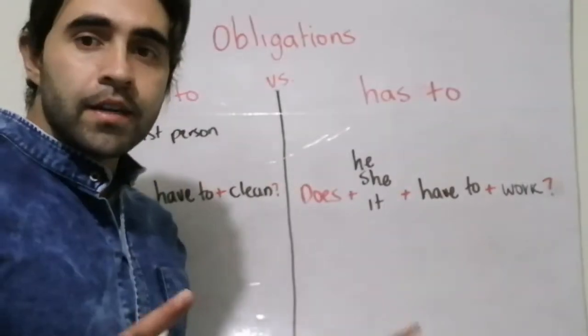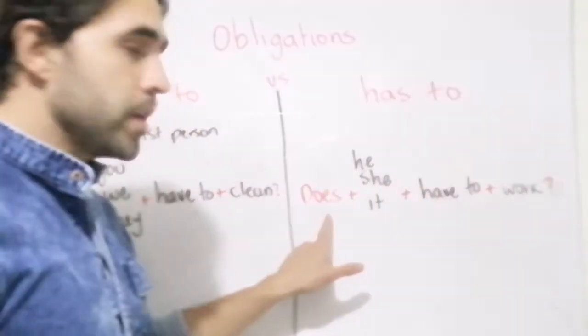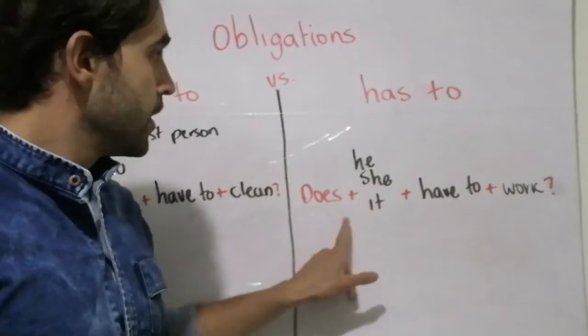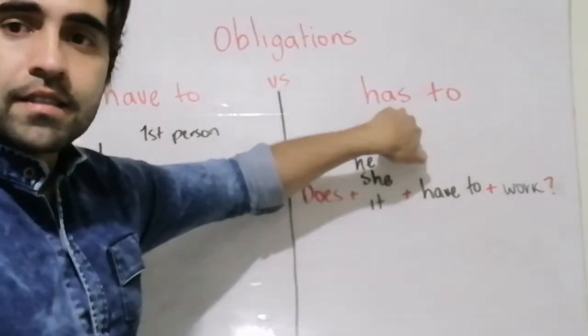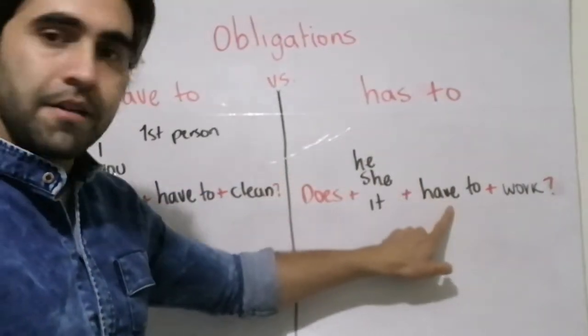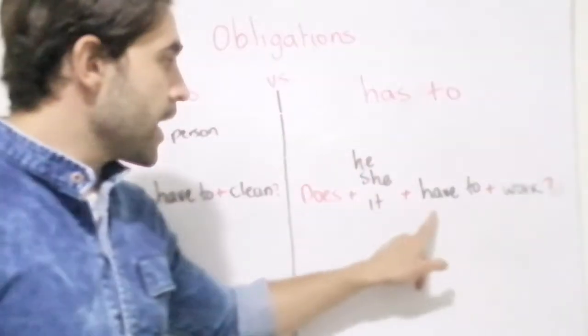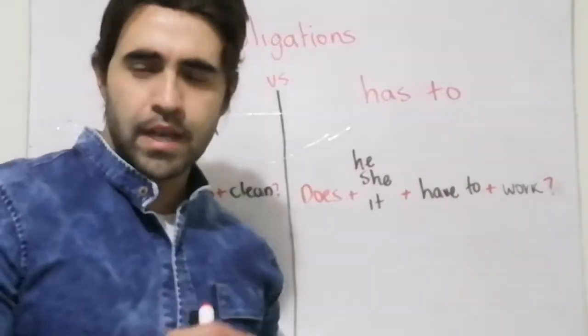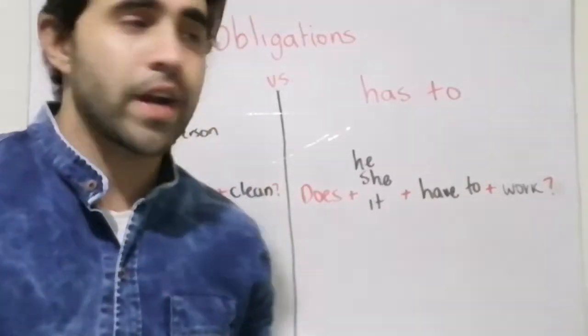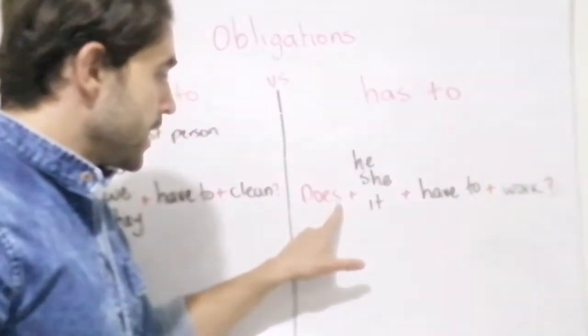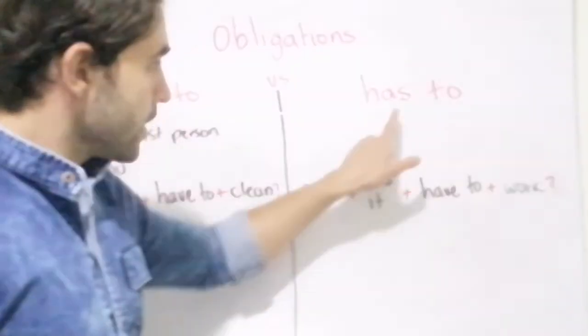Now, something important to mention here is that when you use the auxiliary does, then the verb has becomes have. It's not necessary to say does he has to work. No, that's not necessary. It's incorrect, because in this case the s here replaces this s.